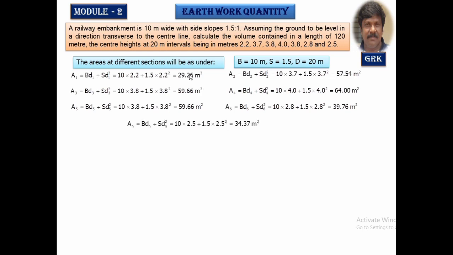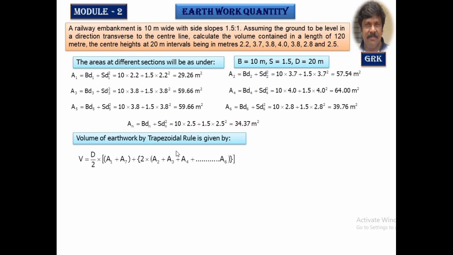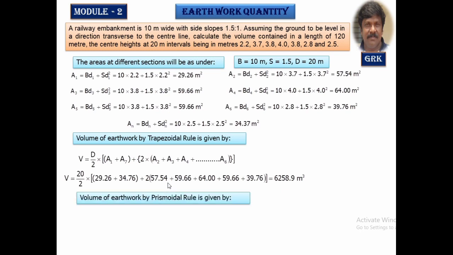And this is an odd number of section problem. 1, 2, 3, 4, 5, 6, 7 sections are there. So we can apply the Prismoidal formula and solve it by whatever the formula we have given it there. Trapezoidal formula is given by the formula d by 2 into A1 area of the first one plus area of the last section plus twice the area of the remaining section between the first and the last section. Substitute, and the final product of the volume was 6258.9 meter cube, that is 6259 or 60 you can call.